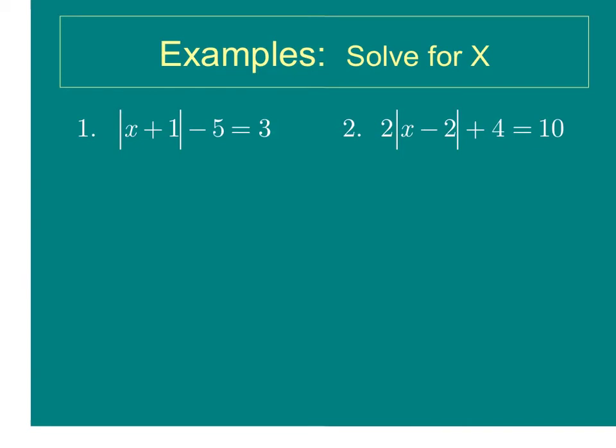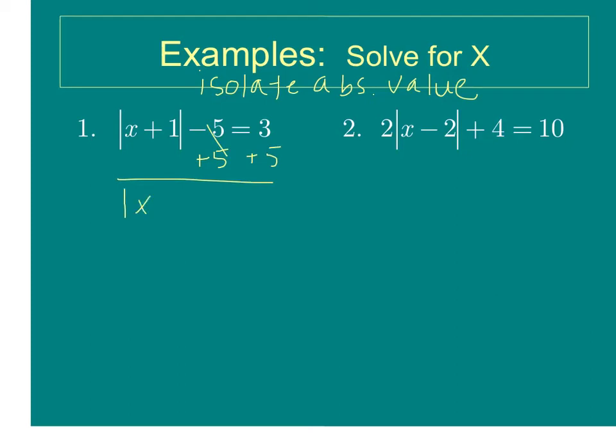For solving more complicated absolute value equations, like we see here, number 1 and 2, the strategy we want to employ is to isolate the absolute value first, or get it by itself. So that's something you definitely want to write down in your notes. So isolating the absolute value to get it by itself in number 1 means we need to add 5 to both sides.